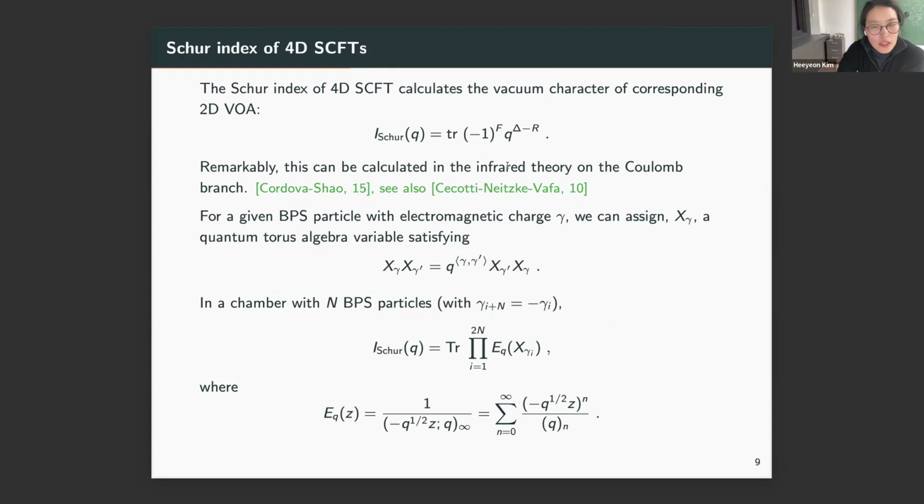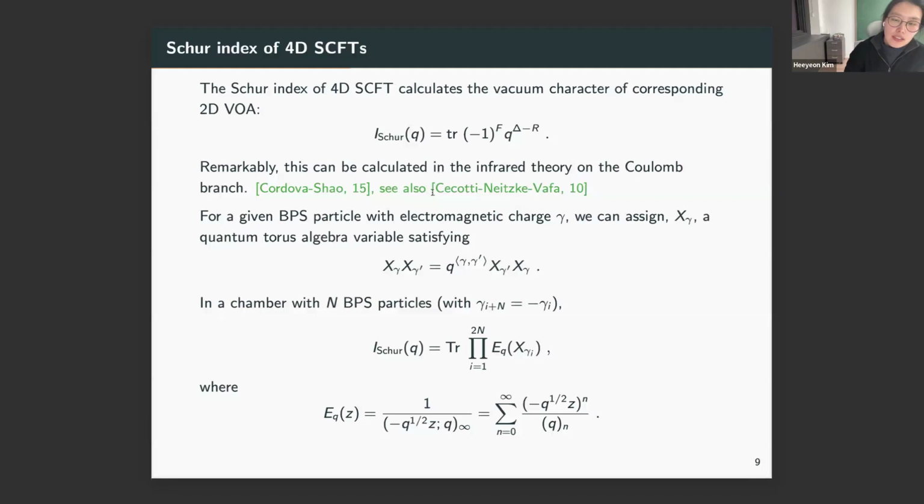And one of the remarkable formulas that allows us to calculate this Schur index is given by this paper by Cordova and Shao in 2015, and also related work is in the much earlier one by Cecotti, Neitzke, and Vafa. Remarkably, what is argued in this paper is that the Schur index can be calculated in the infrared theory with the data of the Coulomb branch BPS particles.